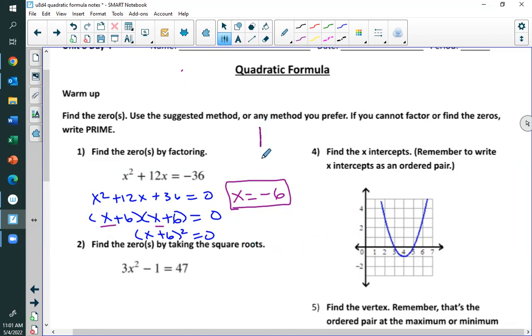If I graphed this on a coordinate grid, it's going to be a parabola that opens up because my leading coefficient is positive, and it's going to just touch the x-axis in one spot. So I'm going to have exactly one answer right there, right? This guy has two answers, right? It touches twice. But example 1 only has one answer.